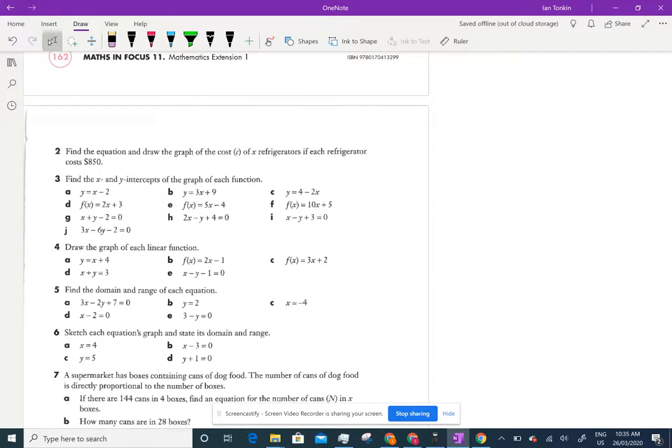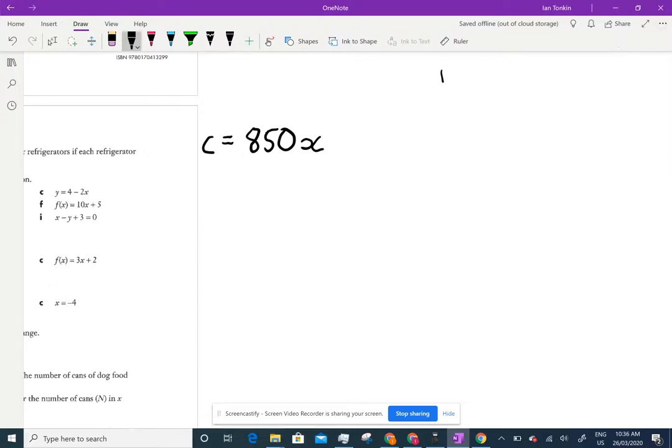Find the equation and draw a graph of the cost of X refrigerators if each refrigerator costs $850. Okay, so the cost is going to be, well, 1 refrigerator, 850 times 1. 2 refrigerators, 850 times 2. 3 refrigerators, 850 times 3. X refrigerators, 850 times X. And to draw this, and I'm not going to draw it to scale, so here's the cost, here's the number of refrigerators.